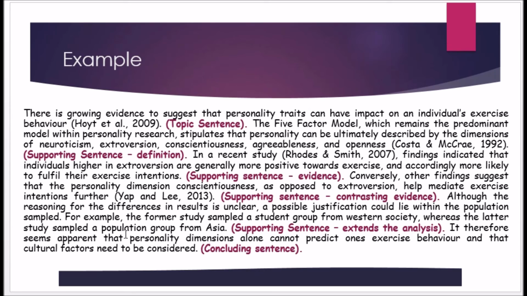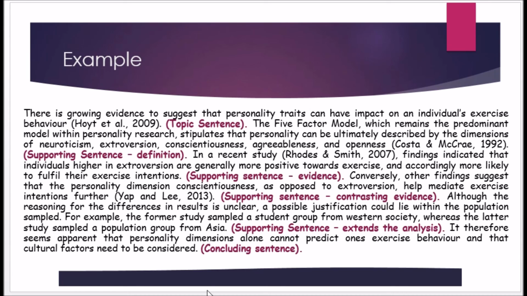And then from that, I say, well, although the reasoning for the differences in results is unclear, a possible justification could lie within the population sampled. For example, the former study sampled a student group from Western society, whereas the latter study sampled a population group from Asia. And this is a supporting sentence that extends the analysis. So this sentence provides a comment based on previous findings to extend the information, allowing the writer to show some critical analysis. And we'll look at this further in the critical analysis video of the website.